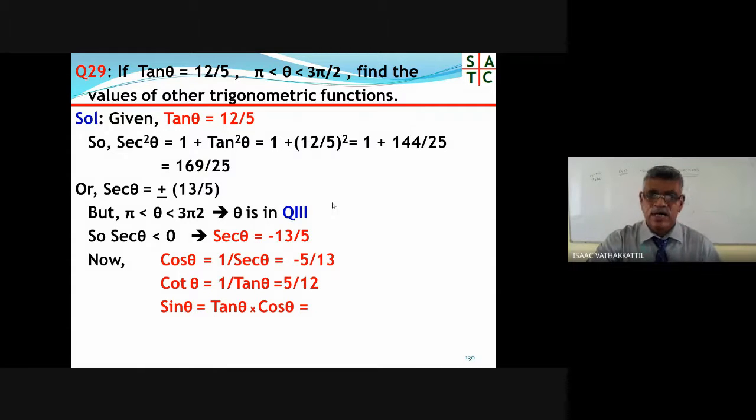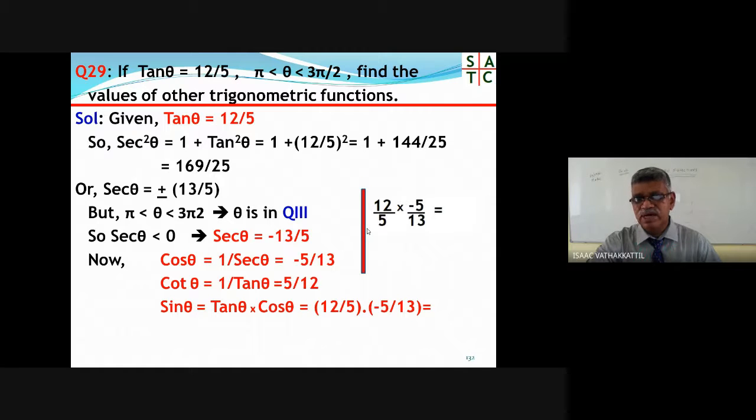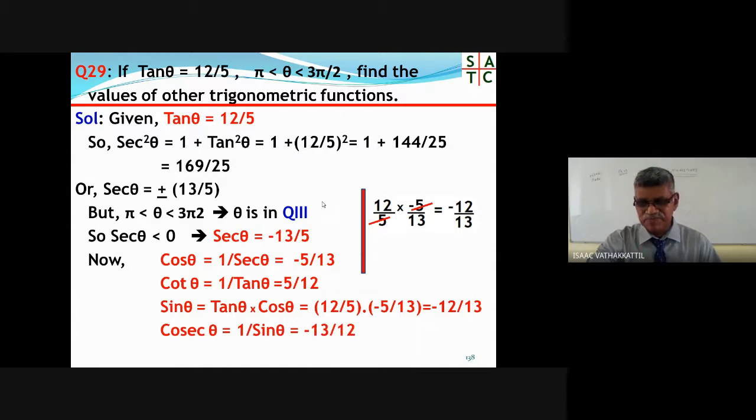You can go for the right angled triangle also. You can use that method, but we have to be careful about the sign. Tan theta into cos theta ends up with sin theta. Tan theta is 12 by 5, cos theta is minus 5 by 13. So that is 12 by 5 into minus 5 by 13. The 5 cancels, that is minus 12 by 13. So sin theta is minus 12 by 13, and its reciprocal cosec theta will be minus 13 by 5.